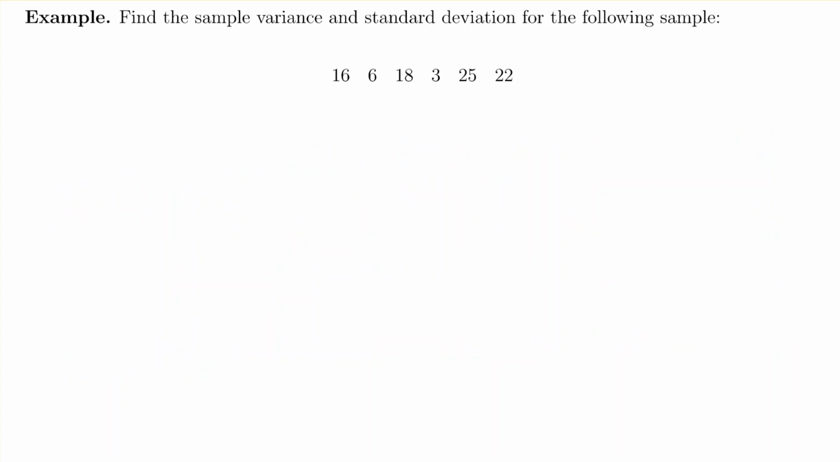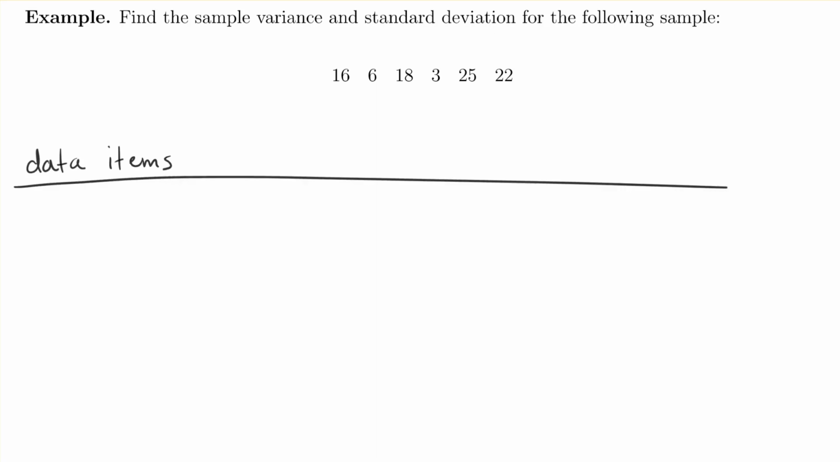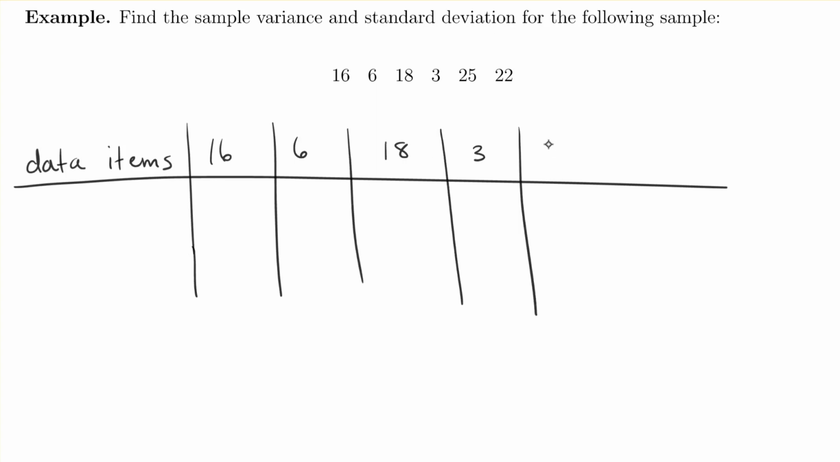So in our course notes from this section, we have the steps to calculate the standard deviation. And in particular, if we're calculating it by hand, we know we can make this chart that will be helpful for us. So I'm going to list out first the data items on my first row. That's 16, 6, 18, 3, 25, 22. The next row always follows deviations from mean.